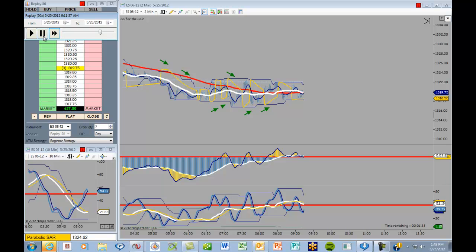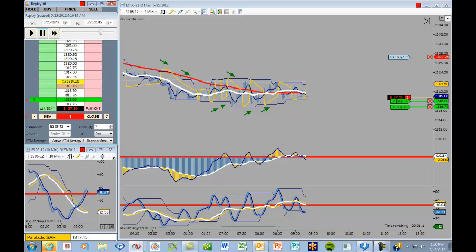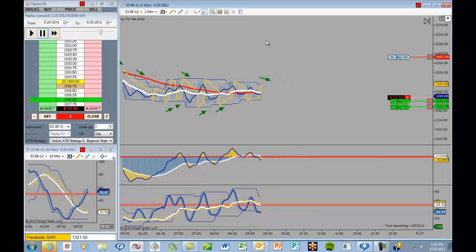Okay, the white MA is on top of the red now. Blue is already south. There we go. Okay. So let's get short. We also have the hook now fully formed on the 10-minute stochastic. So there's the trade. Here's our arrow. And where we go.